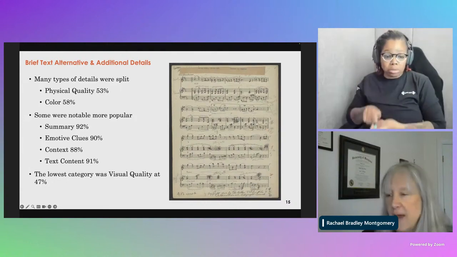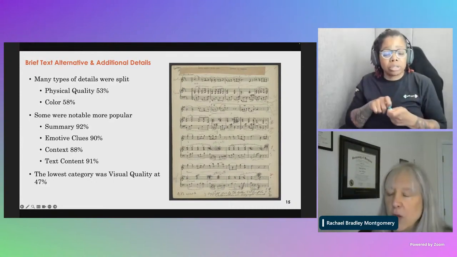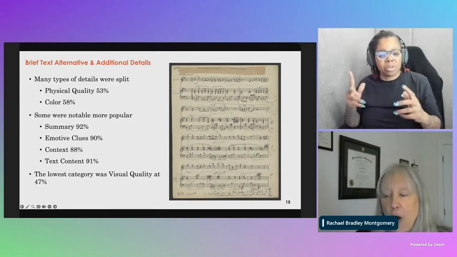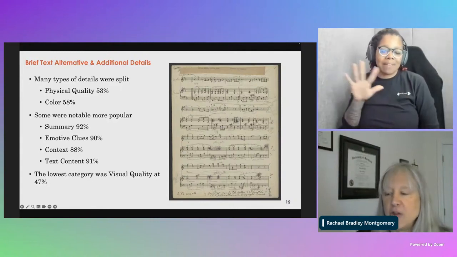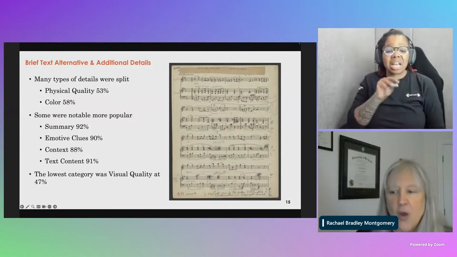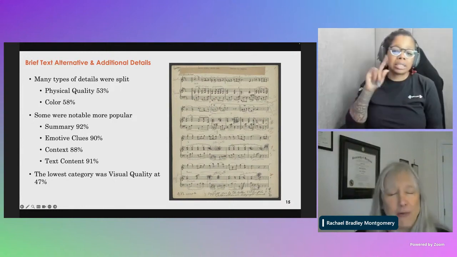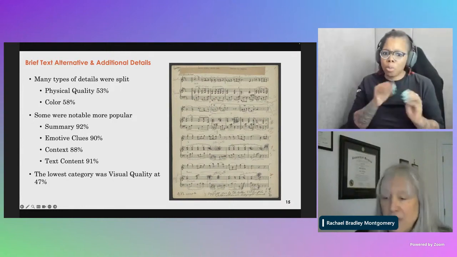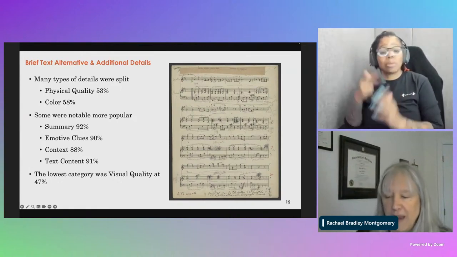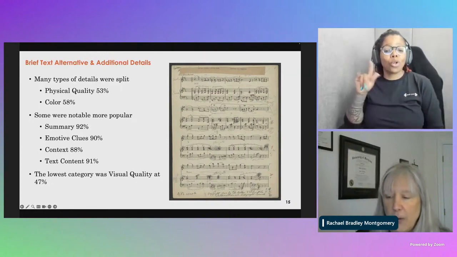Just to dive into that here, some of the detail types in that categorization Willow went over were split. About half of the people wanted the physical quality, so 53% might want information about the quality of the item in the image, and about 58% wanted information about color. But other areas were notably, and for us surprisingly, more popular. 92% wanted a generic summary, especially when we looked at examples of humor or other complicated images. 90% wanted emotive clues, and I will talk a little bit more about that.